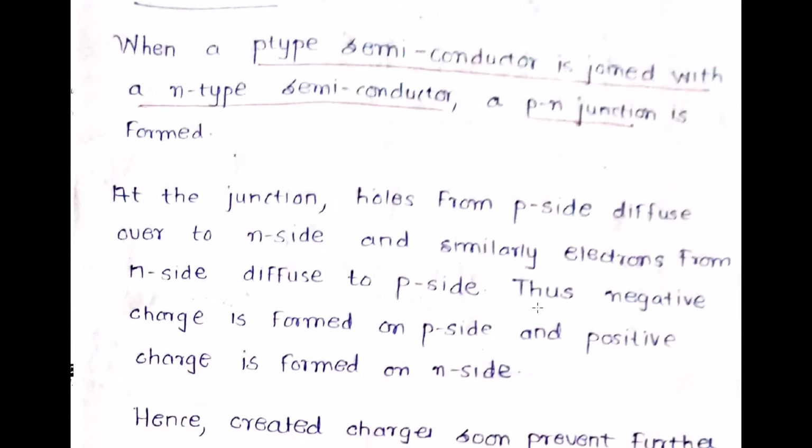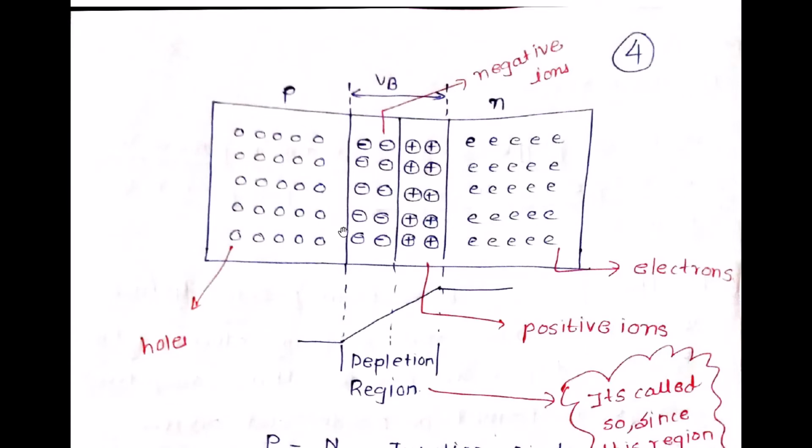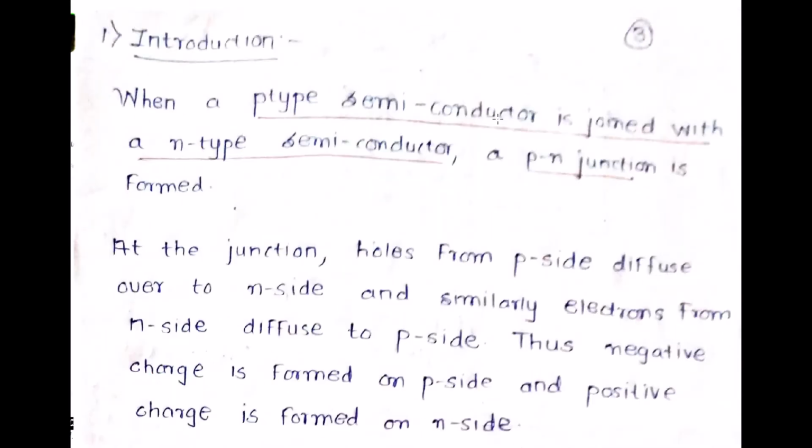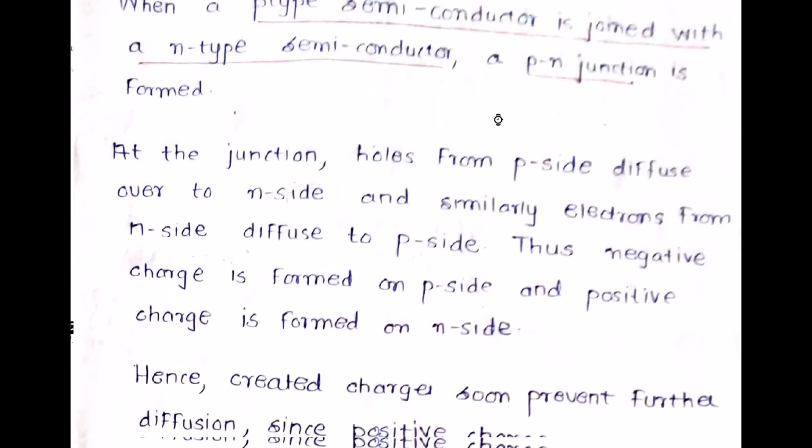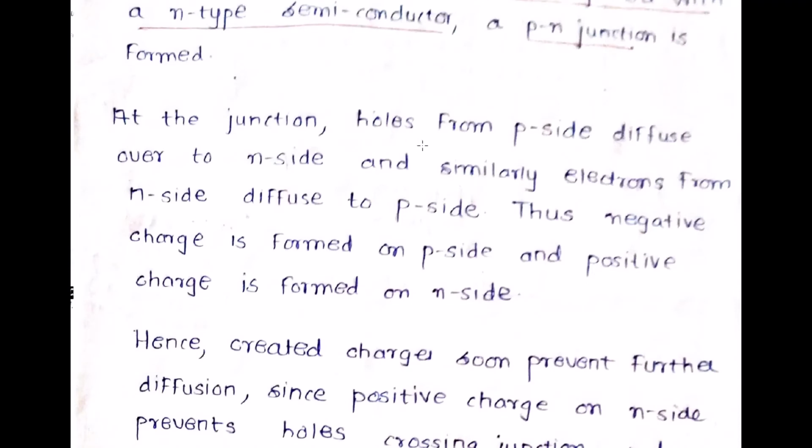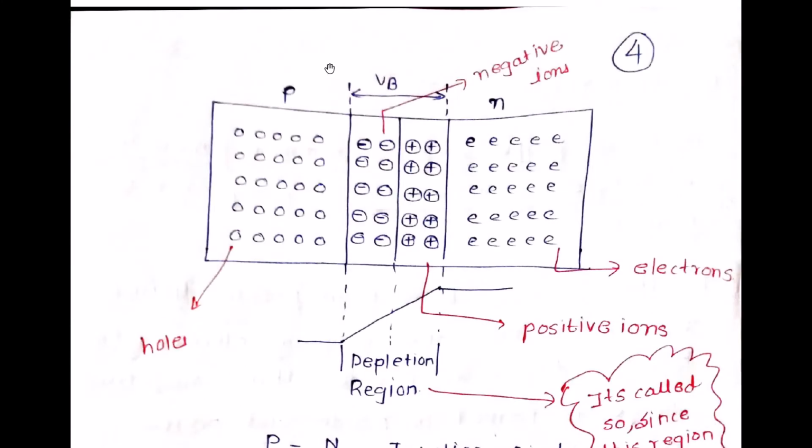So when a P type of semiconductor is joined with a N type of semiconductor, we get a P-N junction diode. So if you see over here, when a P type of semiconductor is joined with a N type of semiconductor, the resultant diode is a P-N junction diode. So what happens is, at the junction, the holes from P side diffuse over to the N side. So if you see, we have a P type of semiconductor and you have a N type of semiconductor. Since it's a P type of semiconductor, the majority charge carriers are holes, and in the N type of semiconductor, the majority charge carriers are electrons.